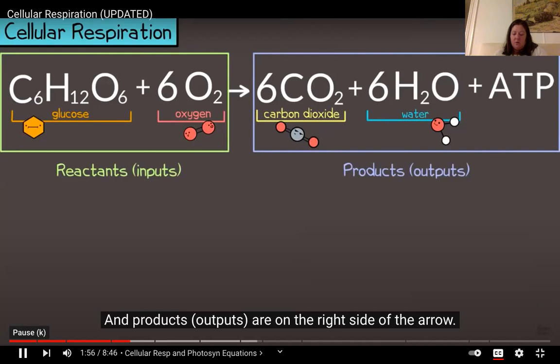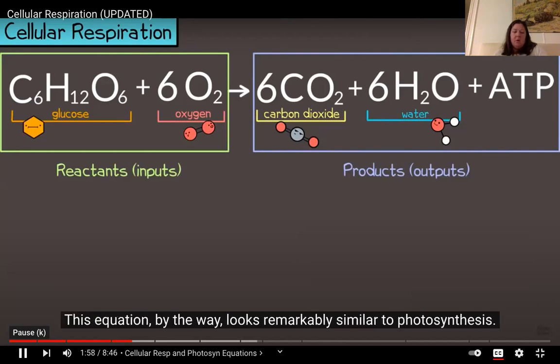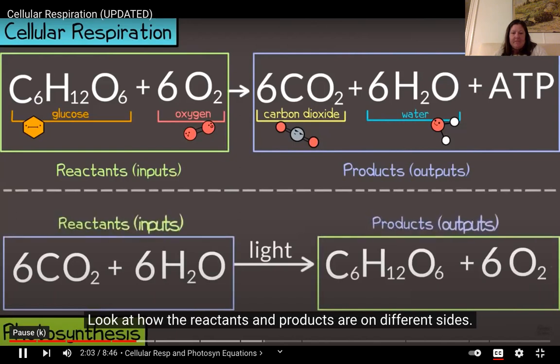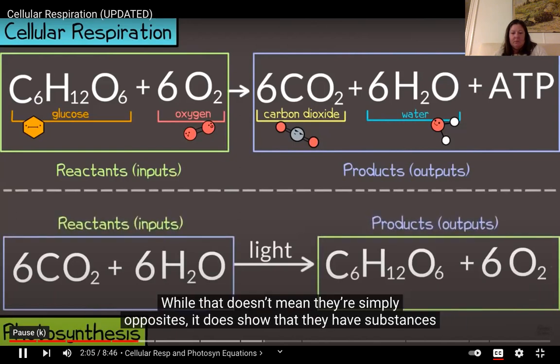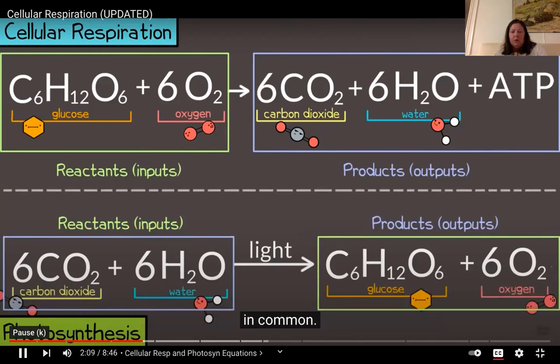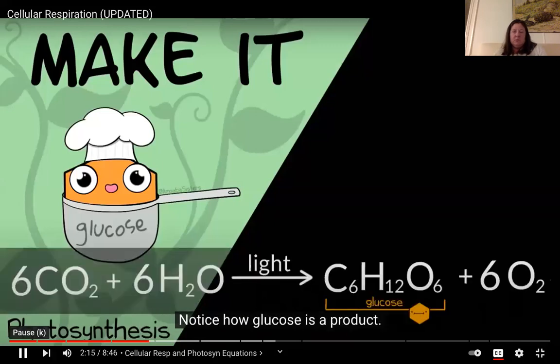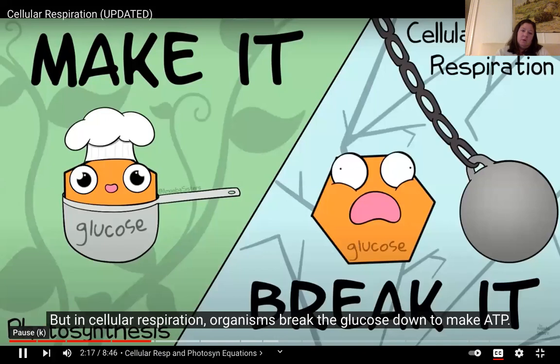The arrow. This equation, by the way, looks remarkably similar to photosynthesis. Look at how the reactants and products are on different sides. Well, that doesn't mean they're simply opposites. It does show that they have substances in common. In photosynthesis, organisms make glucose. Notice how glucose is a product. But in cellular respiration, organisms break the glucose down to make ATP.